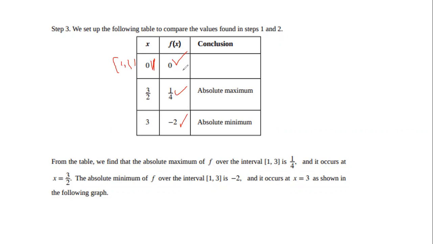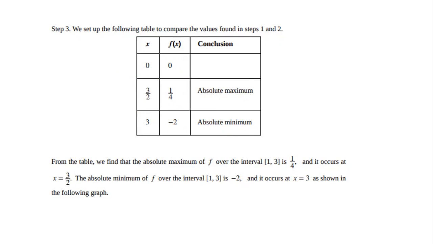So 0 means nothing, and there is a positive value and a negative value. Positive means the maximum point. So the positive value will be the absolute maximum, and the negative value will be my absolute minimum. From this table, we find that the absolute maximum on the interval 1, 3 is 1/4, and it occurs at x equals 3/2, and the absolute minimum is -2 at x equals 3.